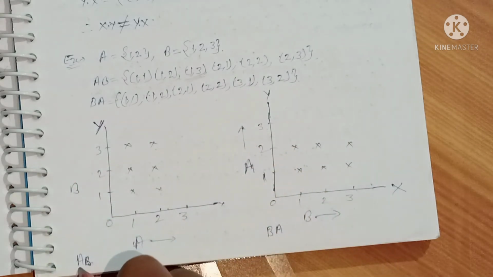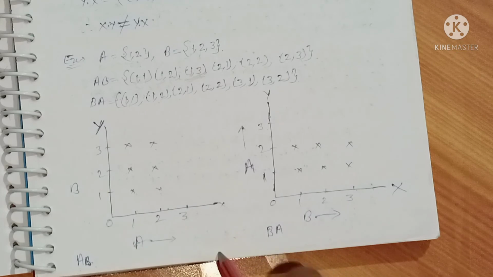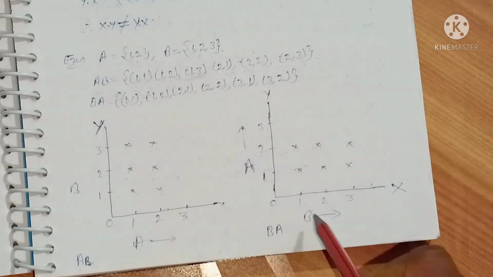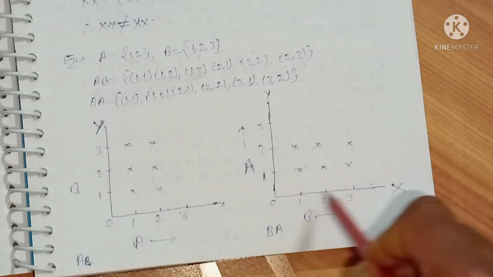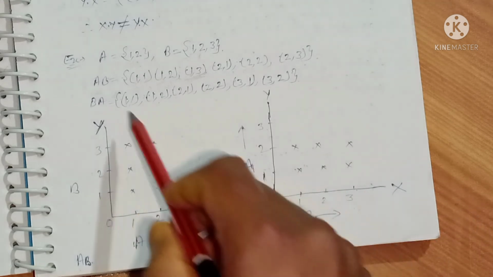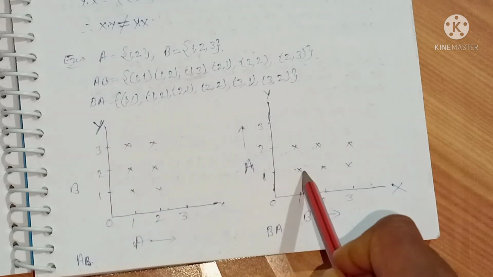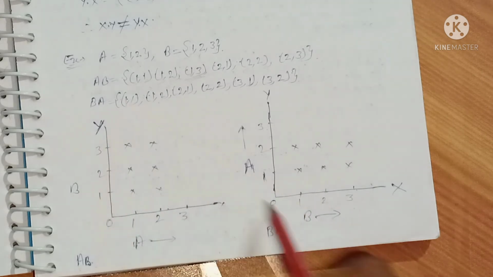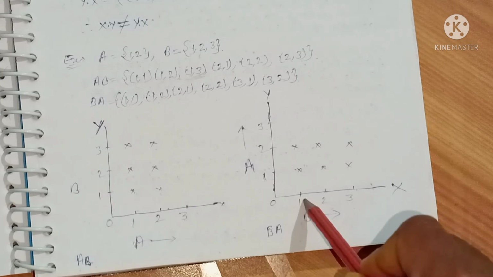AB means whatever we write first, we represent along the x-axis, and whatever we write second, we represent along the y-axis. That's why A I have taken along the x-axis and B along the y-axis. Clear? Then I'm representing BA using another graph. Here the first pair is 1 comma 1. The first element represents the distance along the x-axis, and the second element represents the distance along the y-axis.